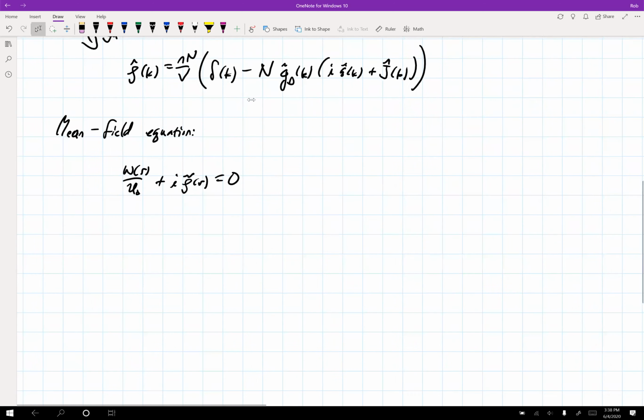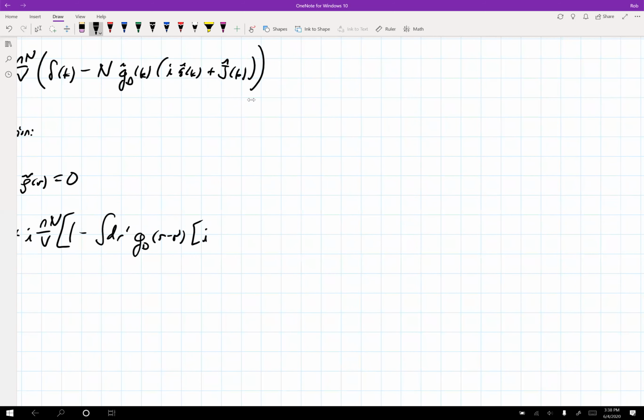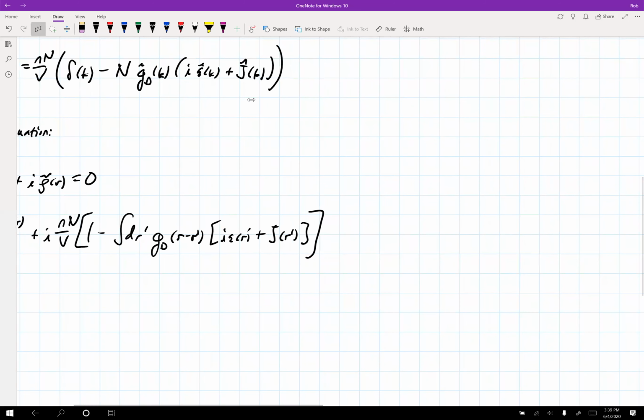We plug in our expression for W of r, so we know that this is going to be W star plus epsilon of r over u0. And then for rho tilde, we have plus I, oh, sorry, let me put this out front, n over v, 1 minus the convolution of this thing. Then this will be I epsilon of r prime plus j of r prime. And of course, all this is still equal to 0.